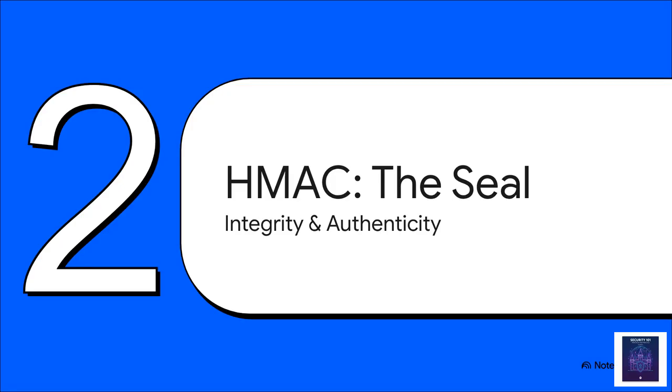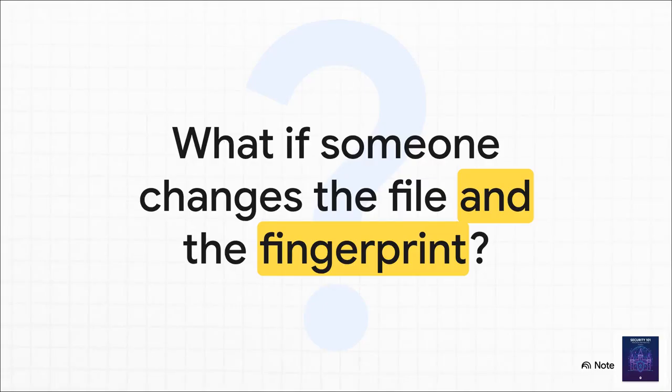That's where the next tool in our kit comes in. Okay, here's the next problem we have to solve. A SHA hash is totally public. So if an attacker intercepts your message and changes it, what's to stop them from just calculating a brand new, perfectly valid SHA hash for their fake message and sending that along instead? The person on the other end would have no idea anything was wrong.